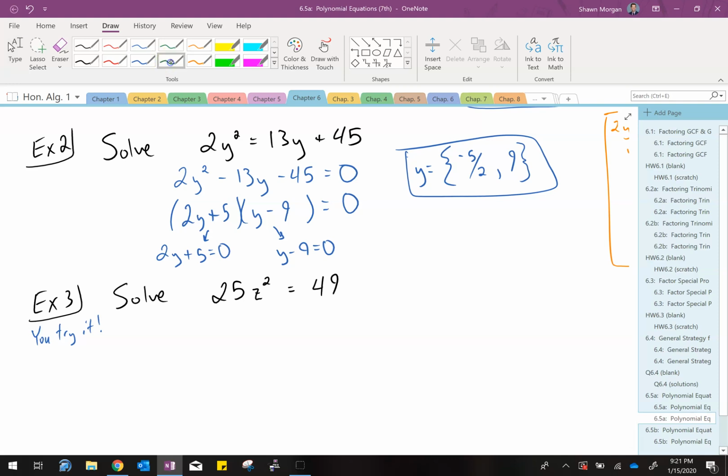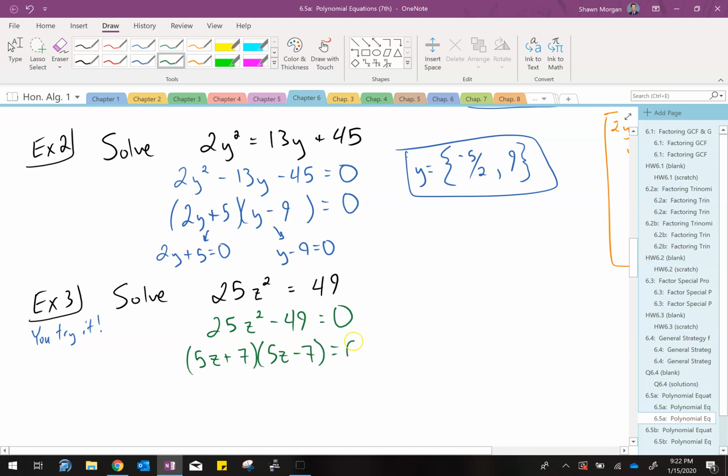All right, excellent. So I hope you've had time to work this one out. Again, this is the zero product property. So first step is going to be to solve for 0, or to set 0 on one side. So we subtract 49, and it looks rather like a difference of two squares. So we would factor it out as 5z minus 7 and 5z plus 7. I like to put my plus first. And then from the zero product property, I'm going to get my two answers of plus or minus 7/5, right?